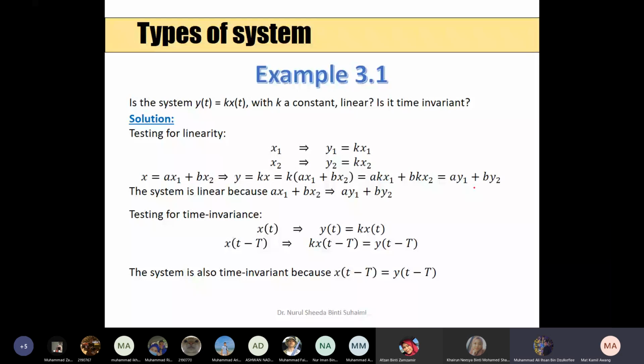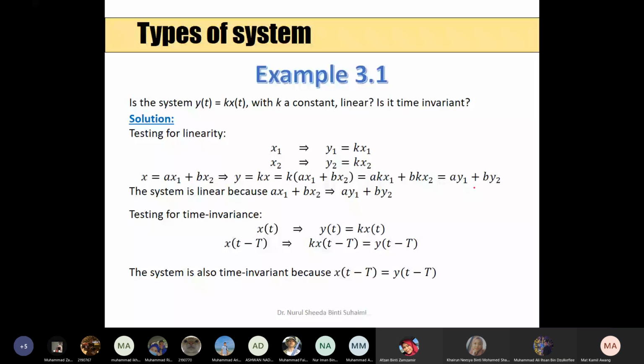If the system y of t is equal to k x of t, where k is a constant, is it a linear system? Is it time invariant? So, you need to do a test of linearity. What is the test of linearity?